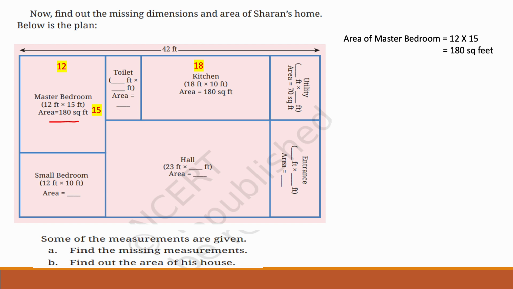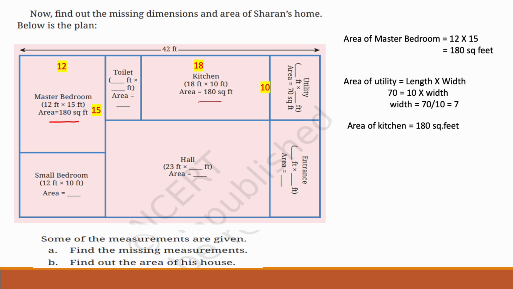Then this kitchen, it is 18 feet by 10 feet. So length 18, width 10, area is 180 square feet. Okay. Then next one, utility region. What's the area of utility region? Length into width. Here length is given as 10. Area is given as 70. We have to find the width. So 70 is equal to 10 into width. So width is equal to 70 by 10, that is 7. So width is 7.